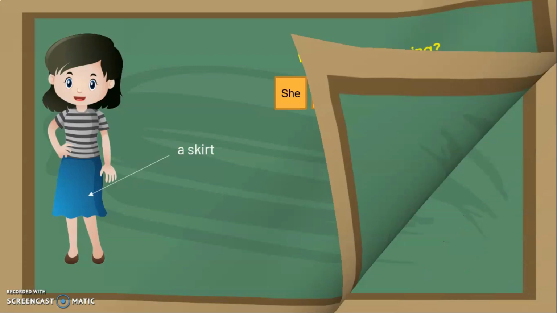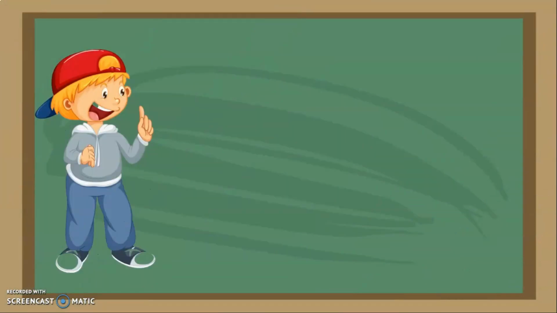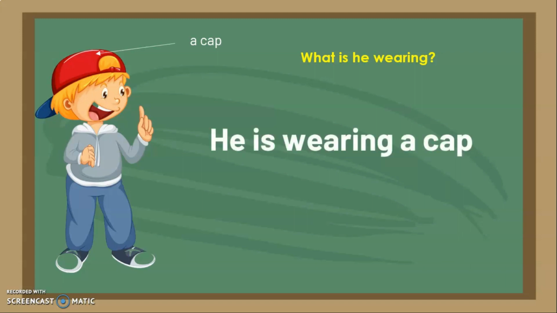Alright, let's move to the last question. This is a boy. And refer to the arrow. What is this? Great, a cap. This is a cap. So can someone ask you, what is he wearing? How to answer it? Great. He is wearing a cap.